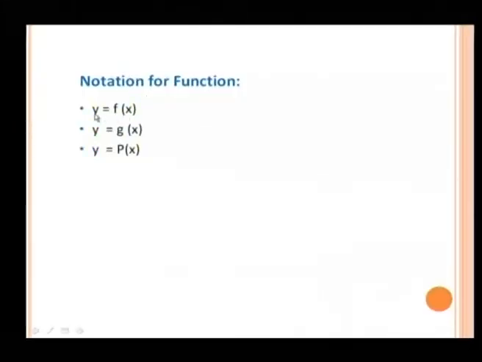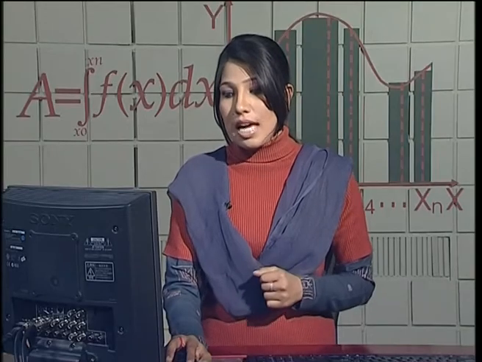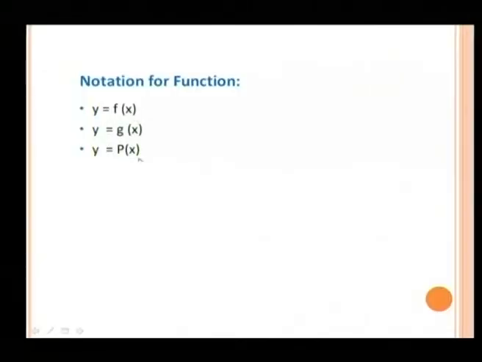Some notations of functions can be y is equal to f of x, or y is equal to g of x, y is equal to p of x. In all these examples, all the x's on the right hand side are considered as the independent variable, and all the y variables are considered as the dependent variable.